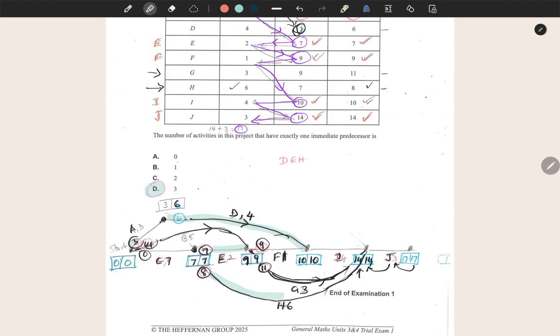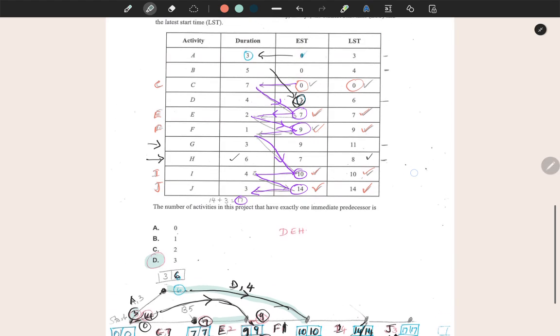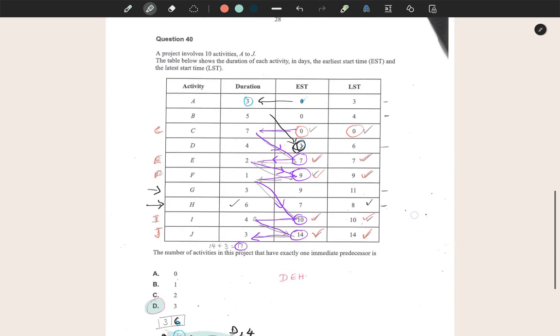Hope this helps you. It would be good if you actually just draw out an activity table and try to draw it yourself by following the instructions I've given you.